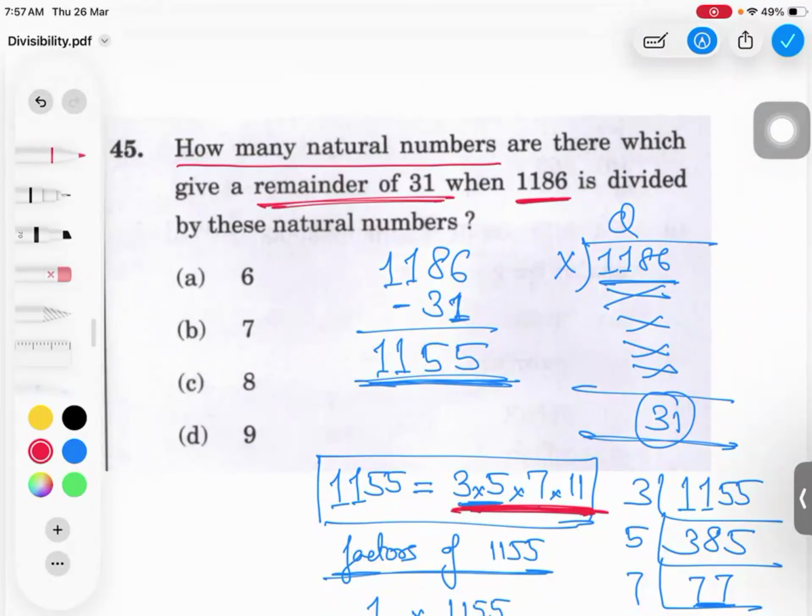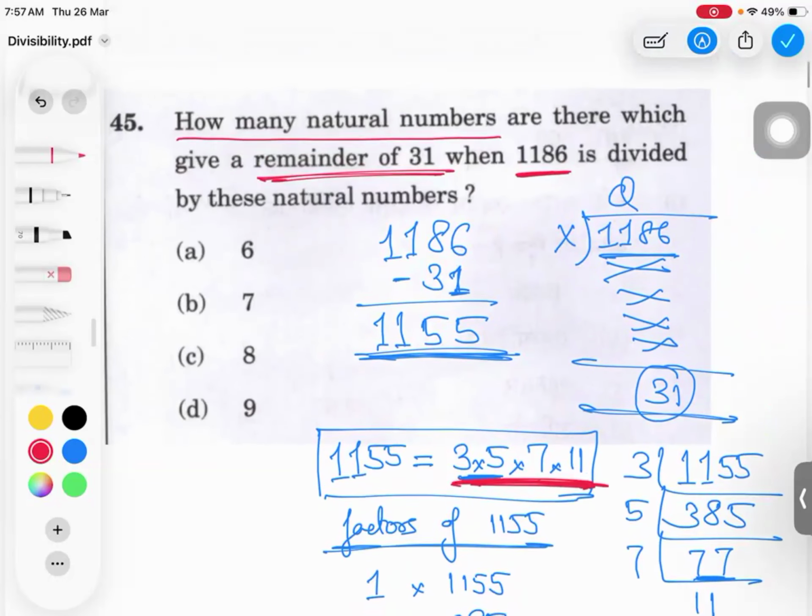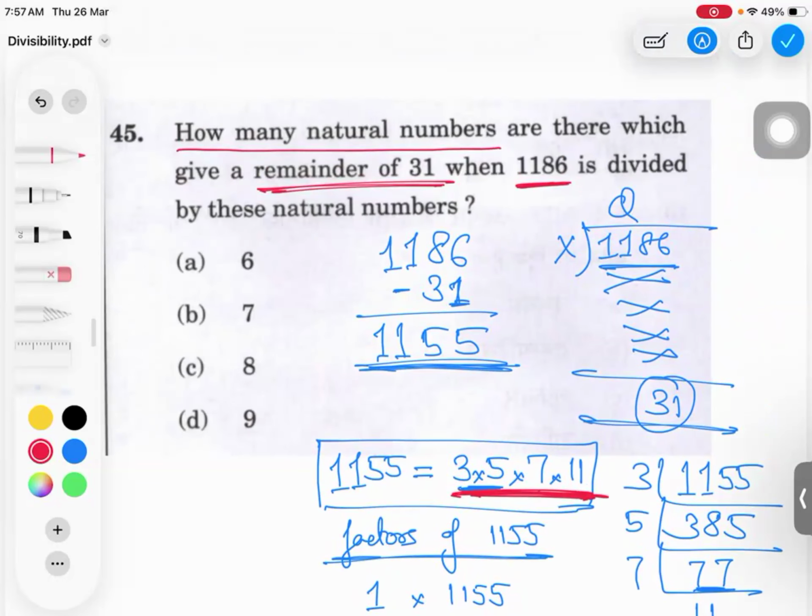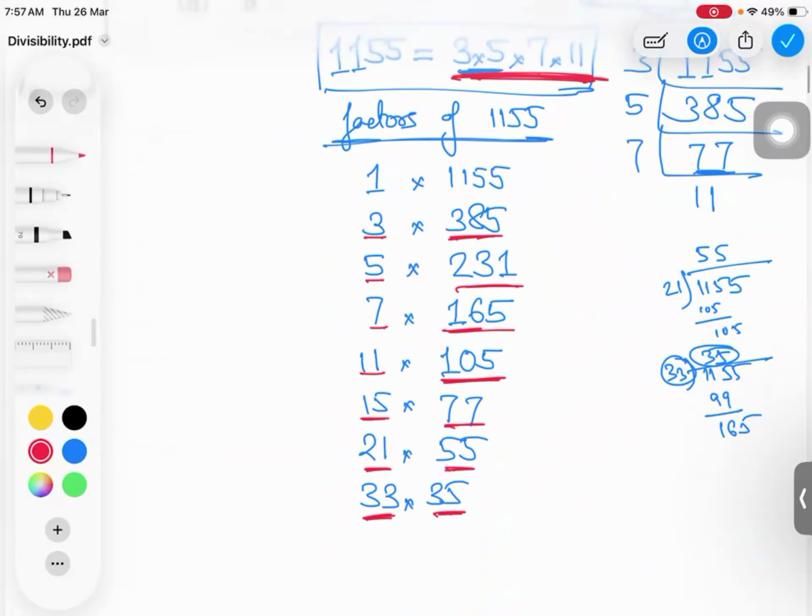तो हमें पता था भाई, 1186 से तो मतलब है नहीं, 1155 से मतलब था. ऑल राइट, 1155 से मतलब था और फैक्टर्स निकल गए. बट हमें वही नेचुरल नंबर कंसीडर करना है विच गिव रिमाइंडर ऑफ 31. Now tell me, out of so many factors, out of 16 factors, who will give remainder of 31?